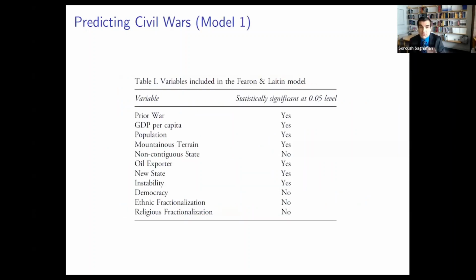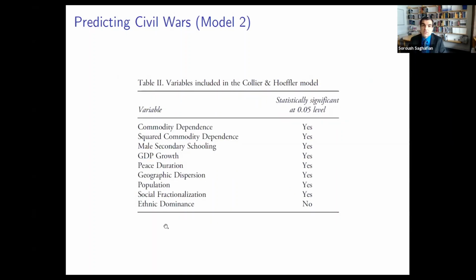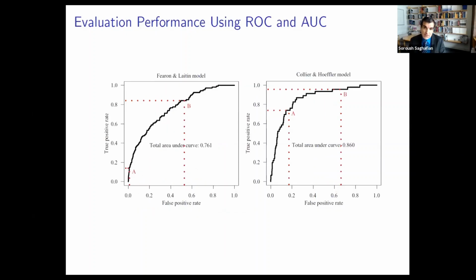And I'm going to just show you two particular models here. The first model uses these predictors, and the second model uses these predictors, again, for predicting civil wars. Let me also show you the performance of this algorithm. As some of you might be familiar with ROC curves and area under the curve, you can look at these measures to see how the algorithm is doing. The left panel is the first model that I mentioned. The right-hand panel is the second model.